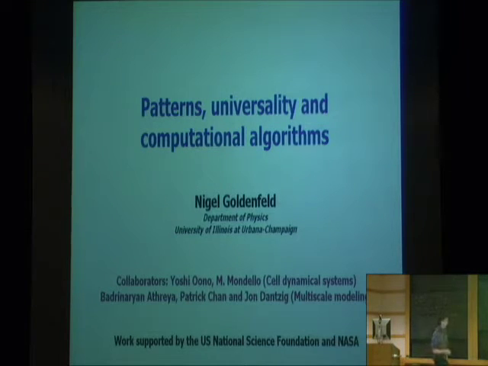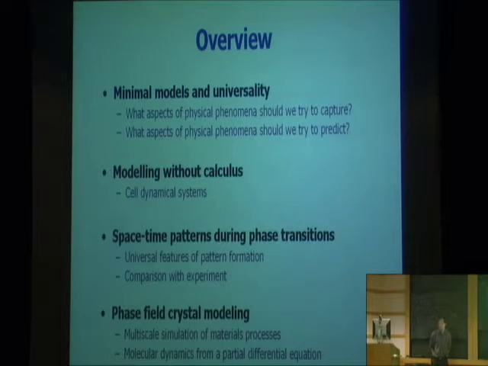So I'm going to talk about work that is a mixture of old work and new work. So let me tell you what I'm going to try to explain to you. I'm going to try to explain minimal models and universality. So in other words, how one can try to describe physical phenomena in the most parsimonious way, and how to do that, and what we can reasonably expect as the sorts of questions that we can ask and answers that we can get. So I'm going to start telling you about that, and then I'm going to talk about how we do modeling, and I'm going to try to sell you on an idea that the best way to do modeling is by forgetting about calculus and looking at dynamical systems as a kind of cellular, spatially extended system. So I'll show you how that works.